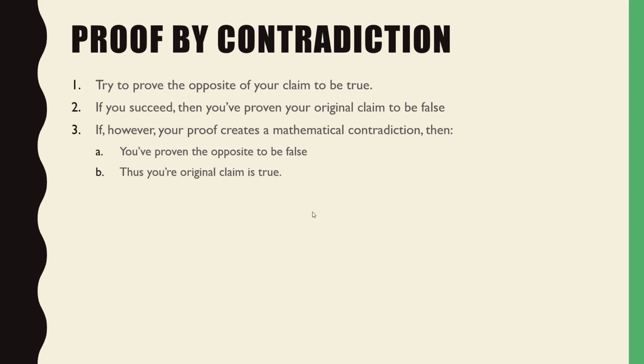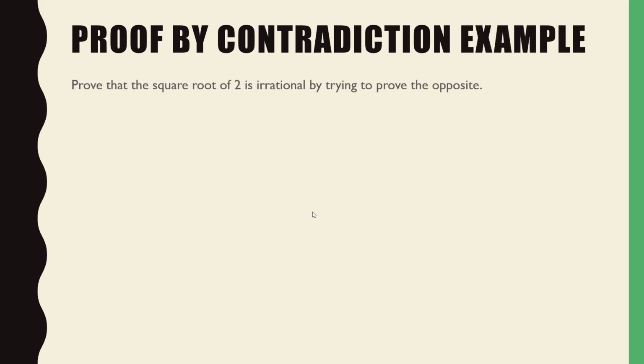Okay. So here we go. This is a very famous proof. When you teach people about proofs with this method, this is one of the most common ones that they will show. So we want to prove that the square root of 2 is irrational by trying to prove the opposite. If I try to prove that the square root of 2 is irrational just by direct proof, where would you even start?